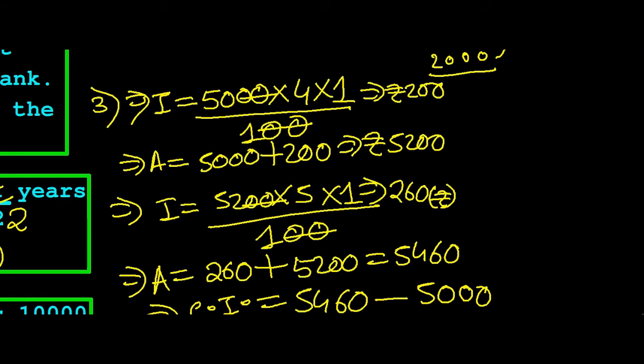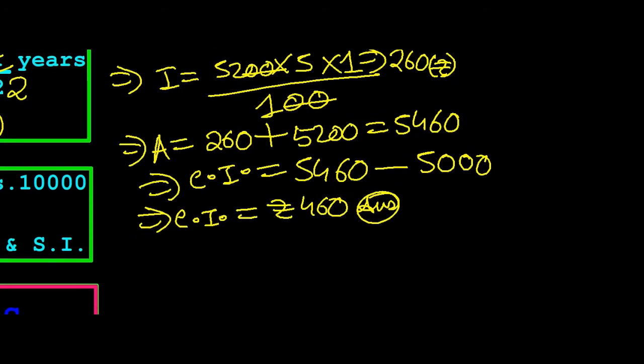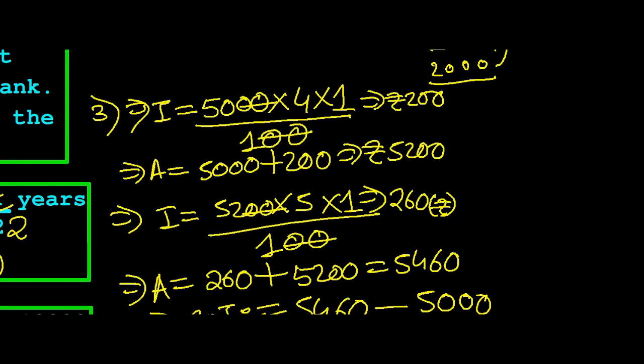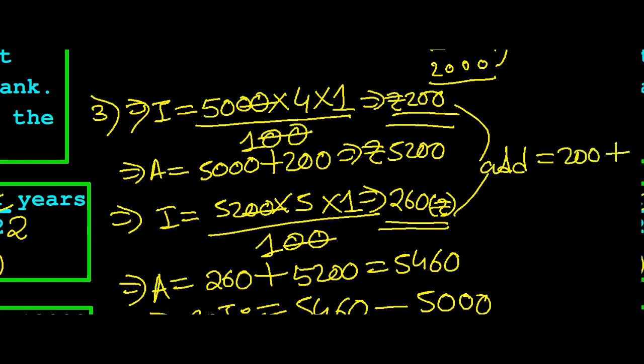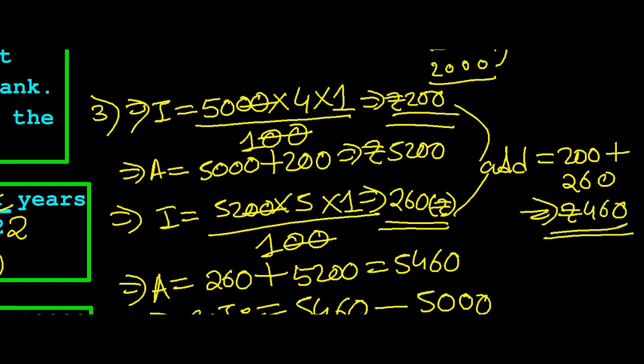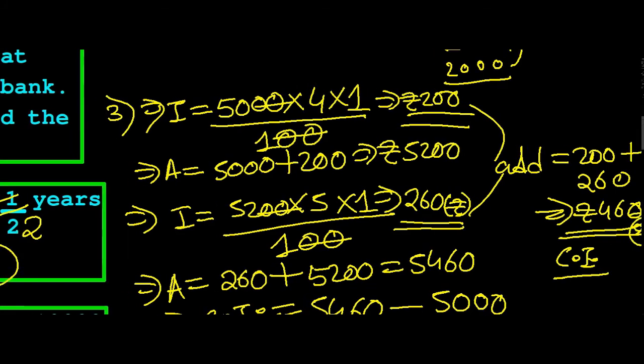At the end of 2 years. So friends, let's find the compound interest using this method, adding these two. So 200 plus 260, if we add them, we get rupees 460 as the compound interest. Okay, so this answer is also right.